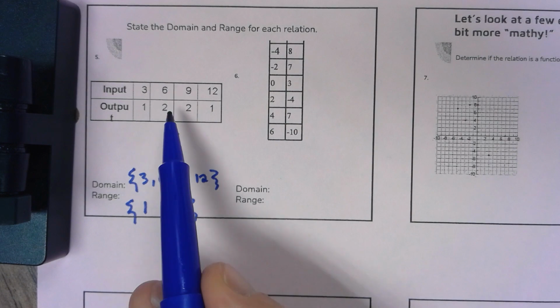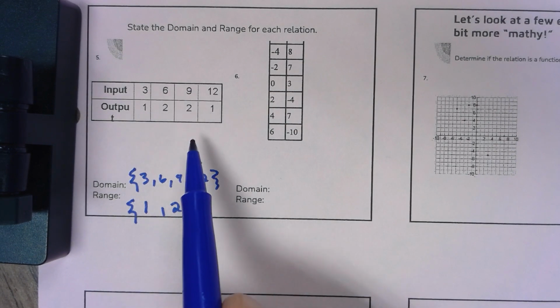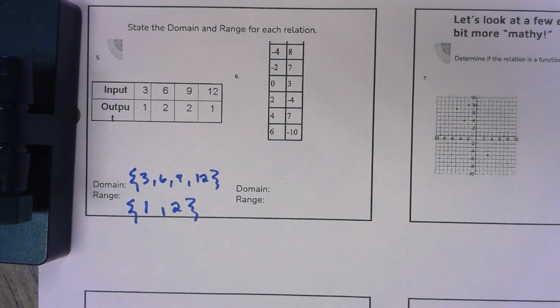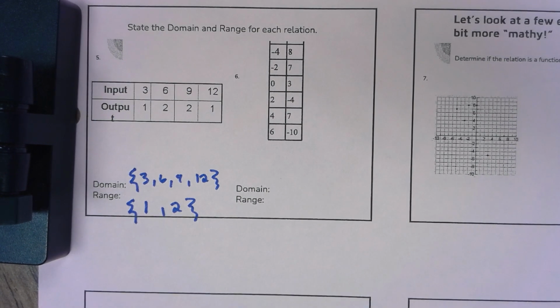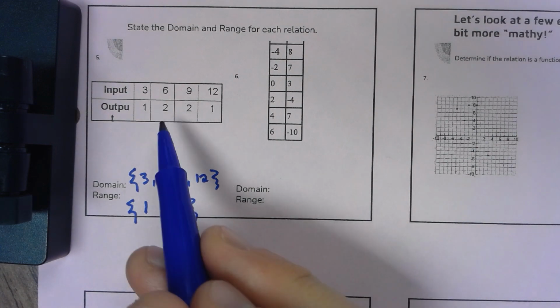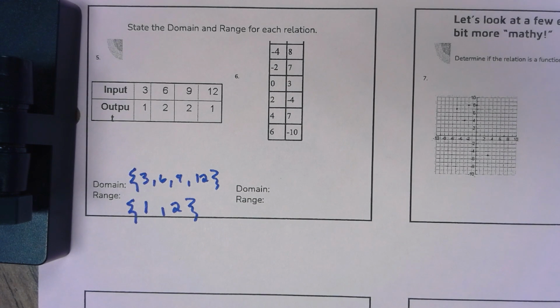When I plug in 6, I'm getting 2. When I plug in 9, I'm also getting 2. But that is okay. We know for sure that if we plug in those numbers, we know what the output is. It's only an issue if we put one input in and get 2 different outputs. So this repeated output does not affect us in terms of it being a function or not.